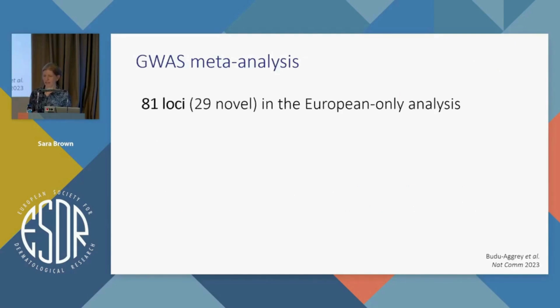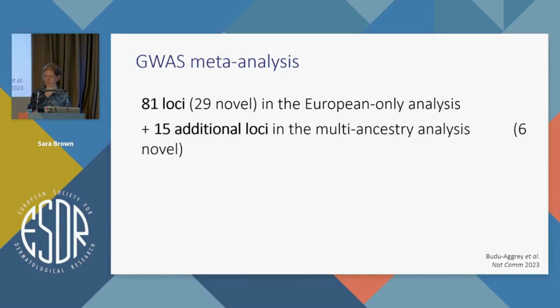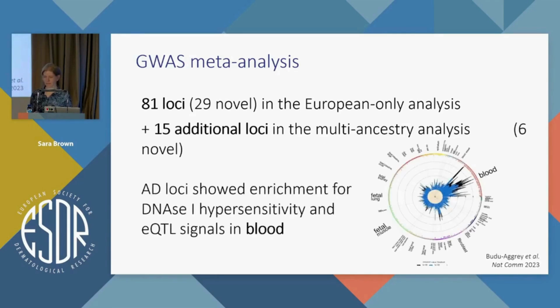So putting these together, we found a total of 81 loci, of which 29 were novel because of the bigger data set in the European-only analysis. And we found 15 additional loci when you add in the multi-ancestry people. So again, it's emphasising that sometimes in genetics we try and make it a single phenotype or a single ancestry, but in this context it's particularly helpful for it to be a diverse ancestry to find more information.